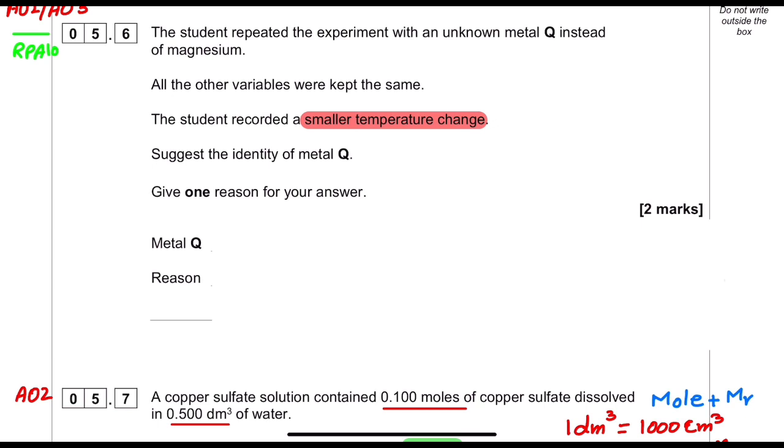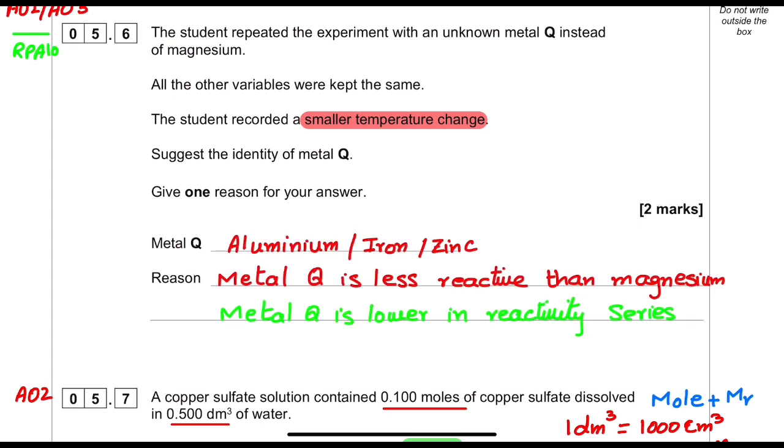Let's see the model answer. The metal Q can be aluminium or iron or zinc. Metal Q is less reactive than magnesium. Therefore, the temperature change was very small. Metal Q is lower in the reactivity series. Students can use this option to give the reason.